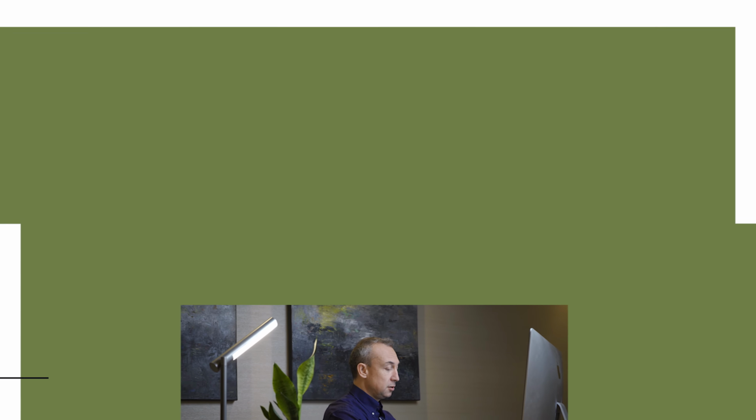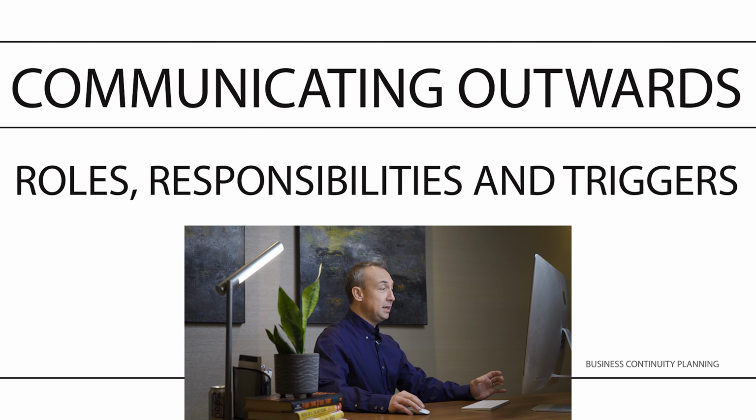Communicating outwards: roles, responsibilities, and triggers. For the crisis communication plan, what we need to identify right away is key roles and responsibilities and triggers, so you know how to implement your crisis communication plan should the time arise. So right off the hop, very easily, you need to identify your communication lead and a backup communication lead.